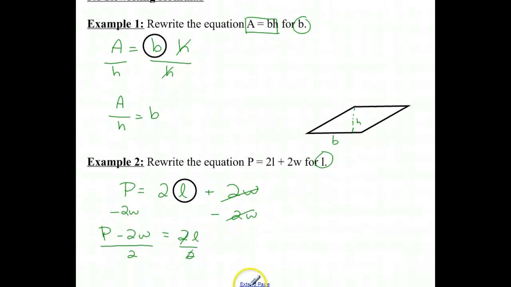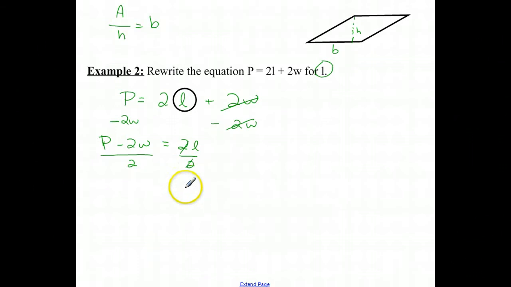And when I do that, let me extend this page. When I do that, I will have P minus 2w all over 2 is equal to L. I've just rewritten my equation for L. Let's look at a couple other examples.